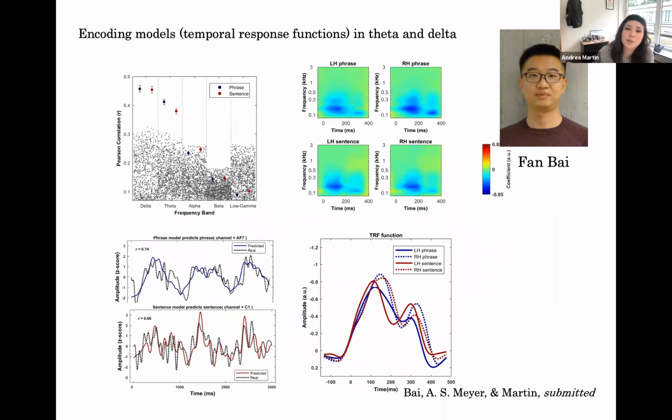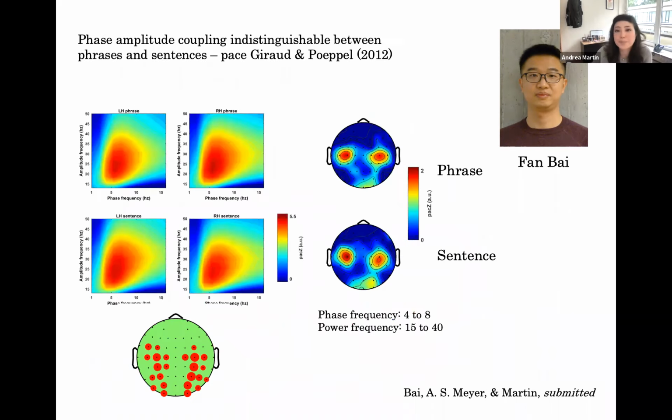So Fan is also working with encoding models of the neural response during speech and language comprehension. And he's got good separability now by hemisphere and by whether a phrase or a sentence was presented. Notably, he could get the separation on these encoding models only with the theta and delta bands, which were better predictors than chance, and no other band was. So this suggests that, as we know from a very large literature, theta and delta play key roles for the brain's processing of phrases and sentences from speech.